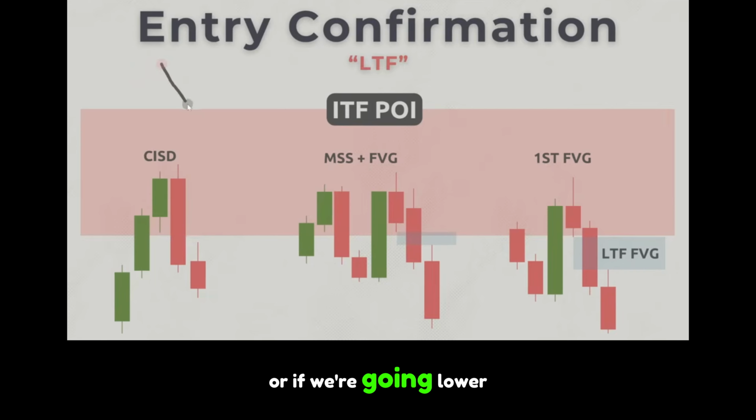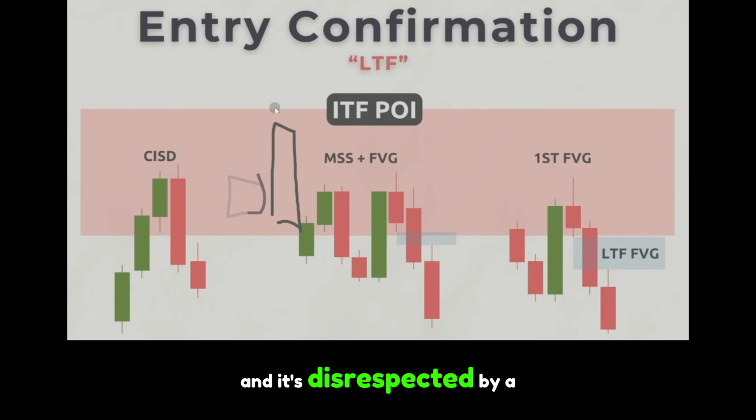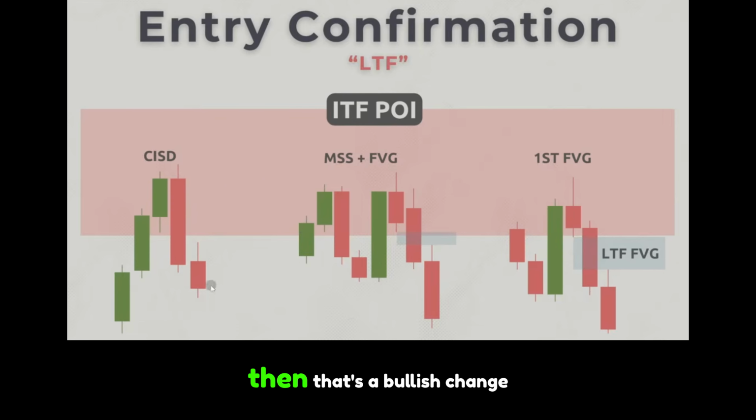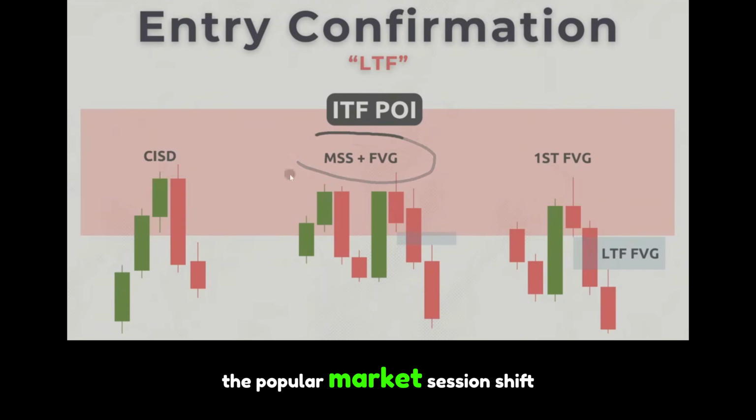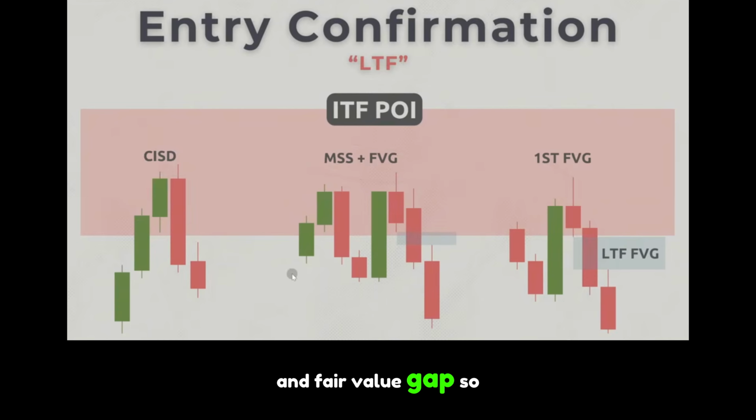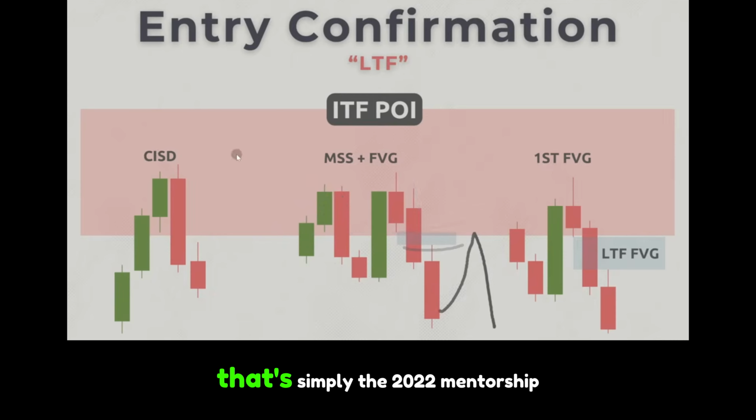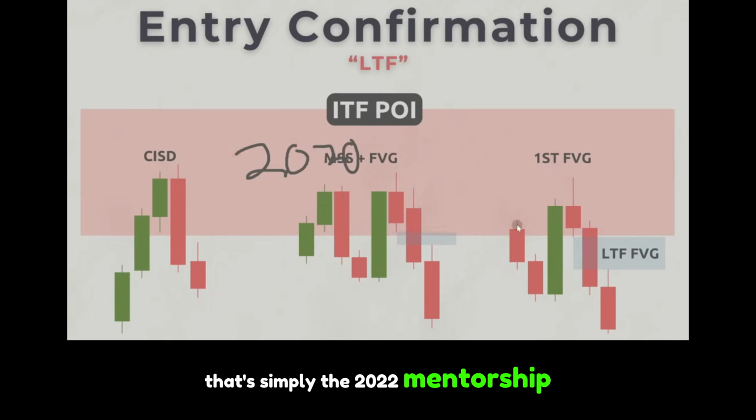Or if we're going lower actually, and we have the last bullish candle here, and it's disrespected by a bullish candle, then that's a bullish changes to delivery. We could enter on this, or we could look for the popular market session shift and fair value gap. So I'll wait for market session shift to happen here with a fair value gap, and I'll enter from that fair value gap. That's simply the 2022 mentorship model, right?